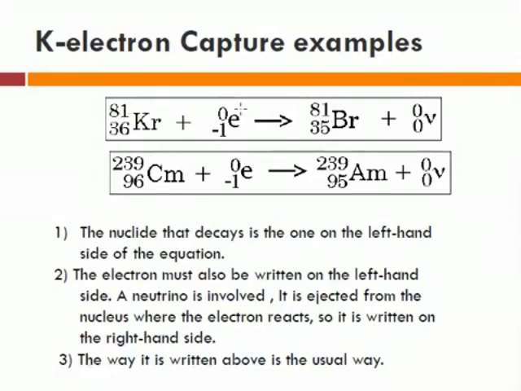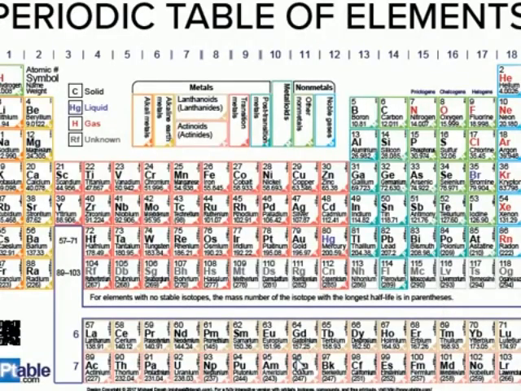So we have the electron on the reactant side, and the neutrino on the product side. So 0 plus 81, we still have 81 here. Negative 1 plus 36, so we have 35. 35 plus 0, still 35. The element with atomic number 35, let's verify, is bromine.